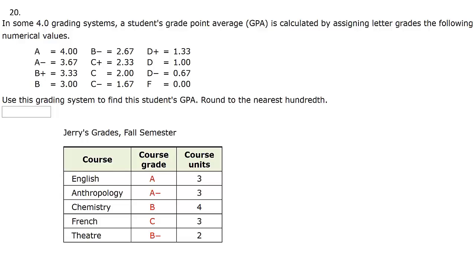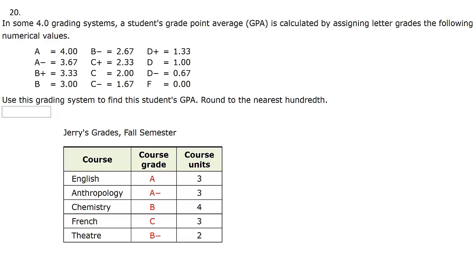So you can see Jerry's grades for the fall semester. He made an A in English in a 3-credit-hour course. He made an A minus in anthropology in a 3-credit-hour course. He made a B in chemistry in a 4-credit-hour course. He made a C in French in a 3-credit-hour course. And finally, he made a B minus in theater in a 2-credit-hour course.